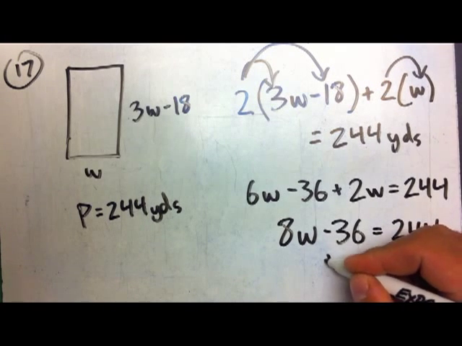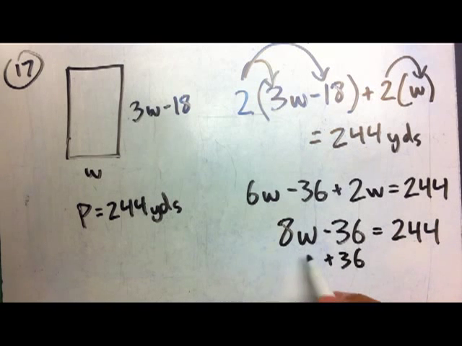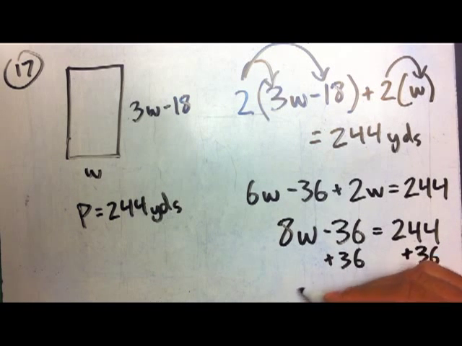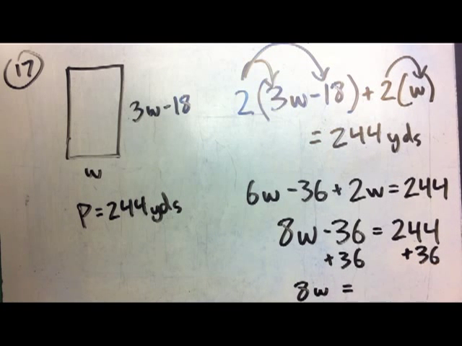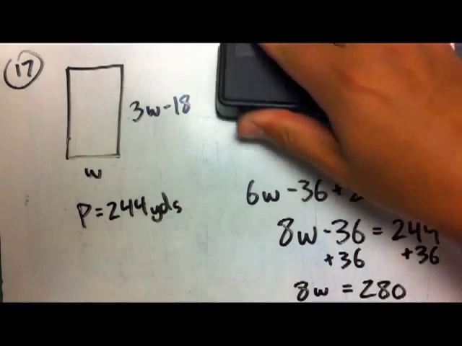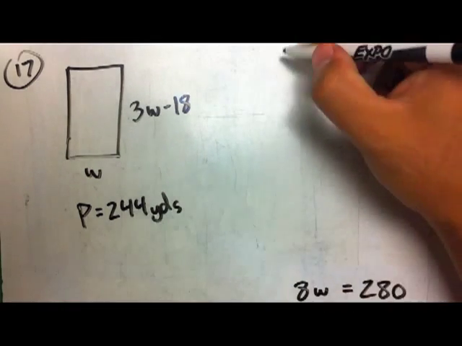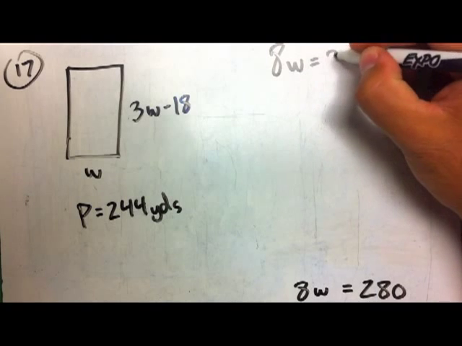Okay, from here I'm going to go ahead and add 36 because I want to get the constants, or the numbers without variables, on the other side of the variable. So I'm going to add 36 to this. I have 8w equals 280. So I have 8w equals 280. I can go ahead and erase this really quick. I'll bring up 8w equals 280.